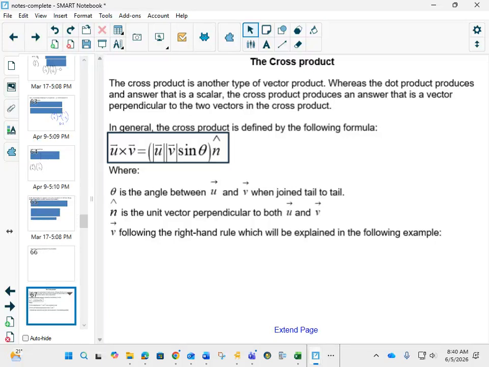All right, so today we'll learn the second type of multiplication or product with vectors. So there was the dot product, which produces an answer that's just a number. And then there's a cross product, and the cross product produces an answer that's a vector perpendicular to the original two vectors.